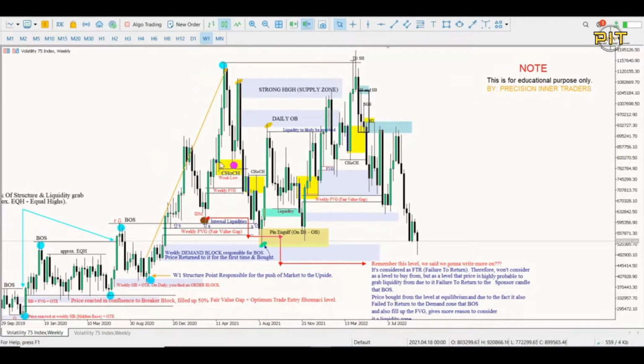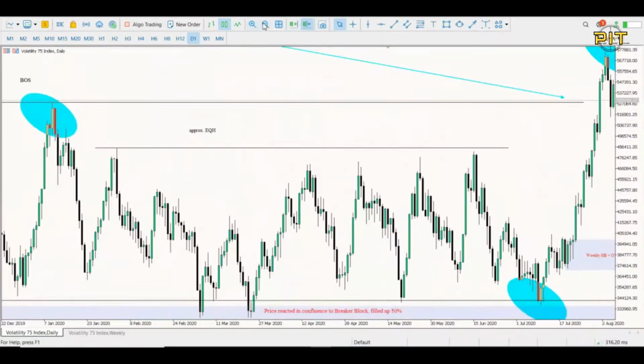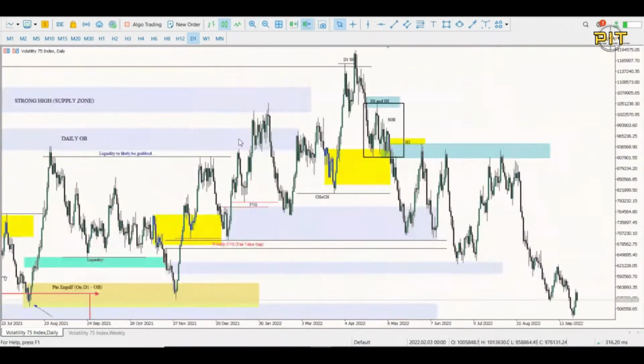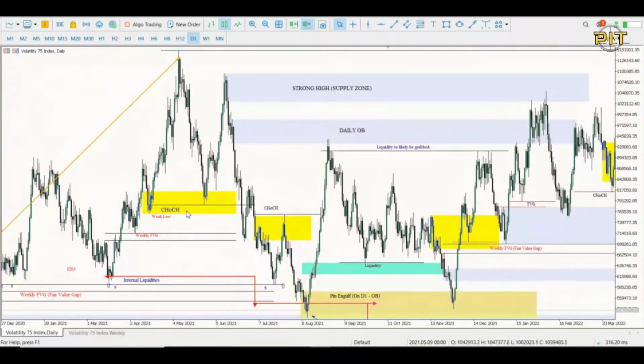Now when you see here, we have this demand that sponsored this move that broke this swing point. Price came, reacted to it, pushed to the upside, and then price dropped. We had a change of character here. When you drop to the daily time frame, you see it as what? A change in what? Market character.